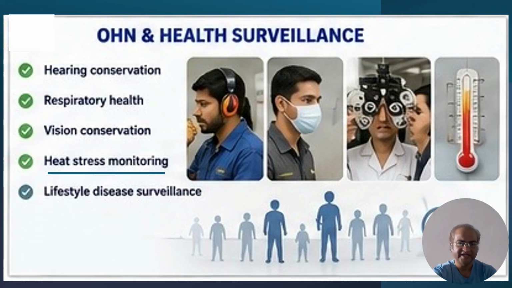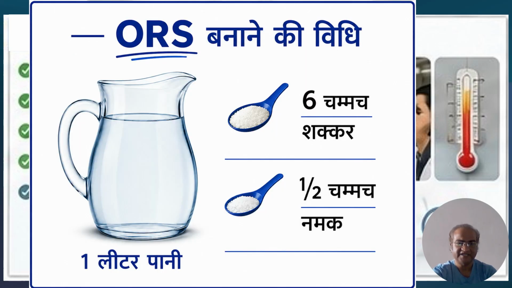How can they do that? So here is the ORS making procedure. 1 liter water, 6 spoons of sugar, half spoon of salt. This is how an ORS is made. This is the WHO recommended formula.